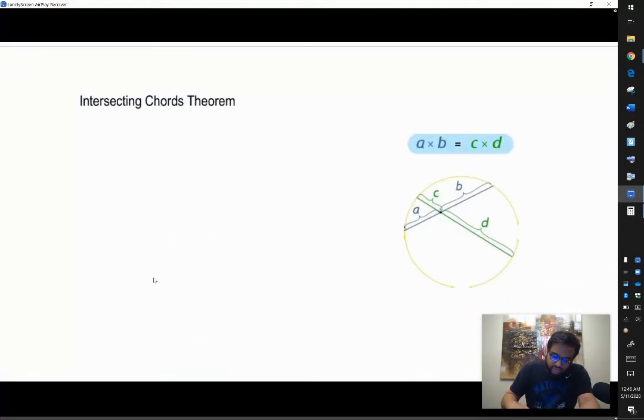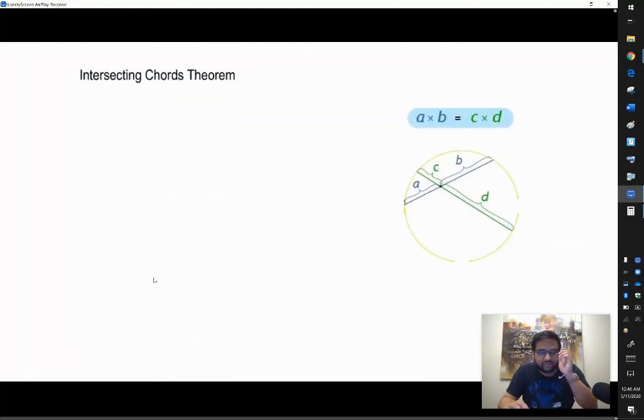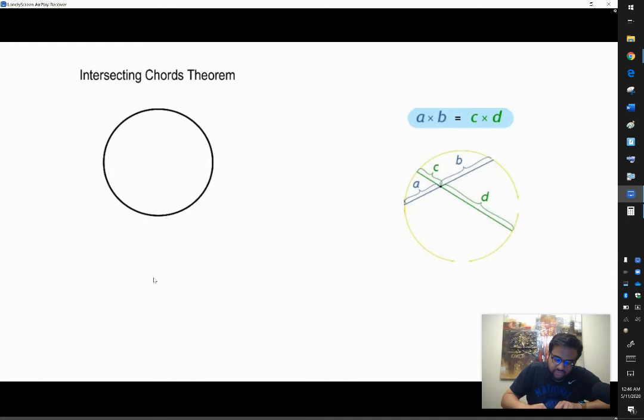So I mentioned earlier arcs were important. We've seen arcs quite a bit. Let's talk now about chords. Chords are segments, line segments, whose endpoints are on the circle. So here's a chord, and there's a chord. And when chords cross, you have this interesting pattern that emerges that I wish we had time to prove, but unfortunately we don't today. So I'm just going to tell you what that pattern is.